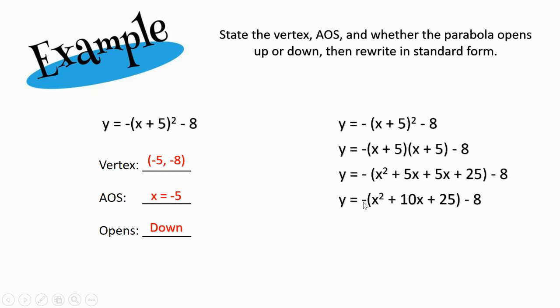Now we got to distribute this negative. Remember, that's understood to be a negative 1. So it's going to be negative x squared. And then negative times 10 is negative 10. And a negative times 25 is a negative 25. And I bring down the minus 8. And the last thing you do is combine these two terms. And so negative 25 and negative 8 is a negative 33. And then I could check to make sure I got it right by plugging in the vertex form in line 1 and plugging in the standard form in line 2 and making sure those two graphs match.